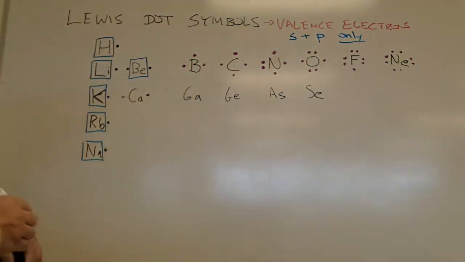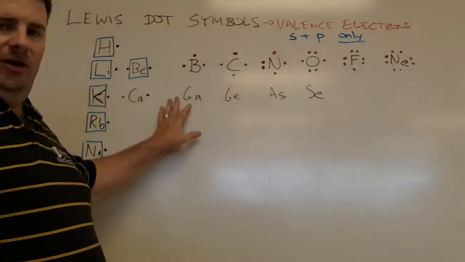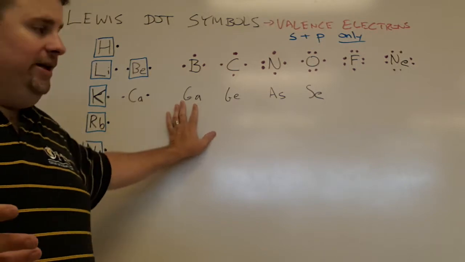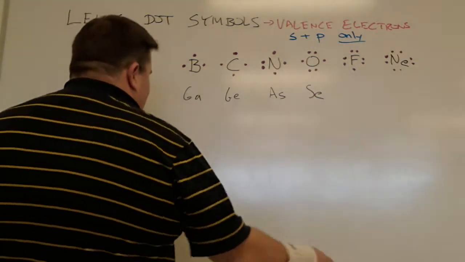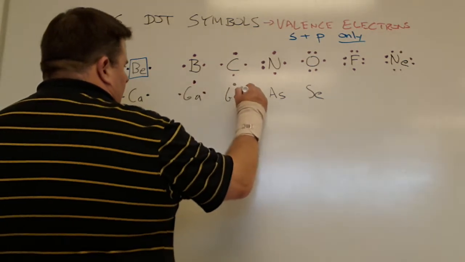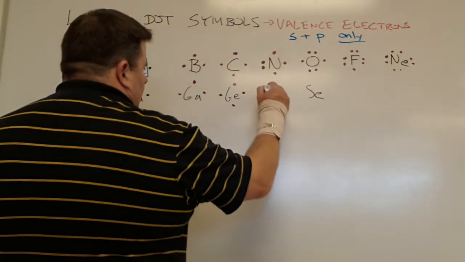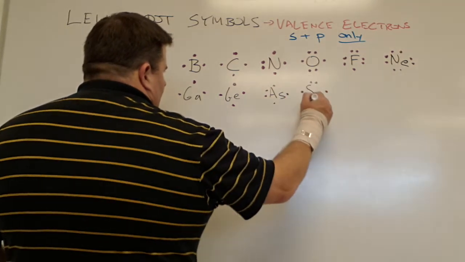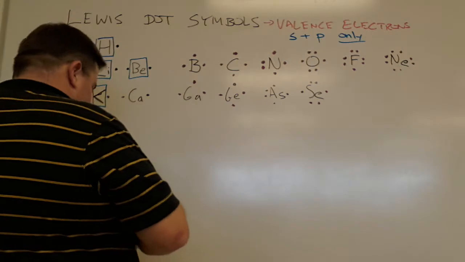Okay? If I look at this particular row, what are my electron dots going to be? Even though gallium has a lot of electrons in its outer shell, we only represent the S and the P. So gallium's electron dot structure is going to look exactly like that of boron. Germanium, like that of carbon. Arsenic is going to look a lot like nitrogen, and selenium looks a lot like oxygen.